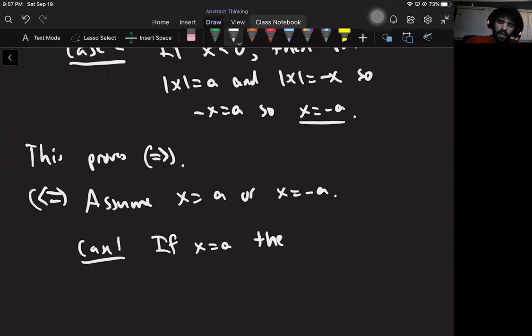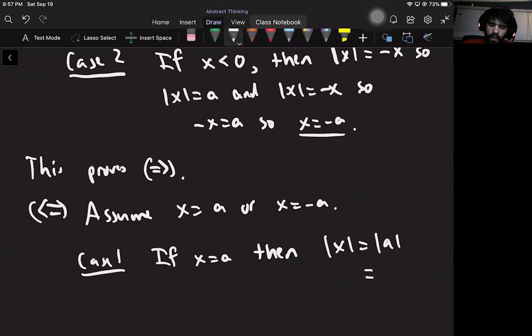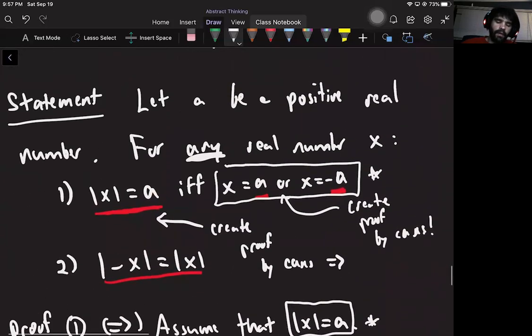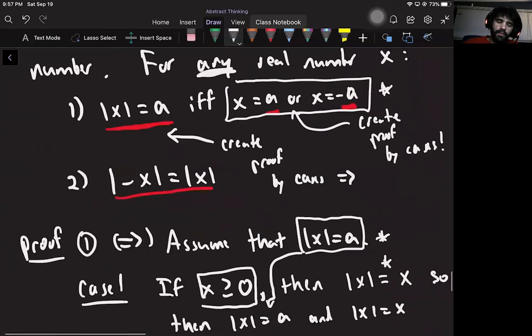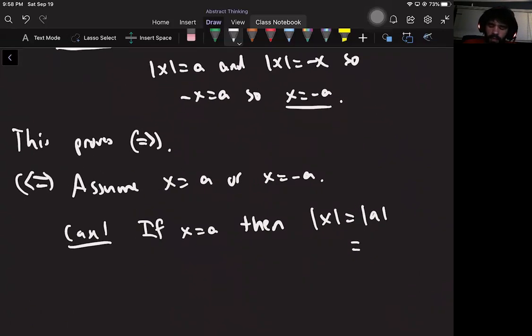Well, if x is a, then what's the absolute value of x? It's the absolute value of a, right? And what's the absolute value of a? Well, what is a? a is already a positive real number. So what happens when I take the absolute value of a positive real number? If it's already positive, it doesn't change.